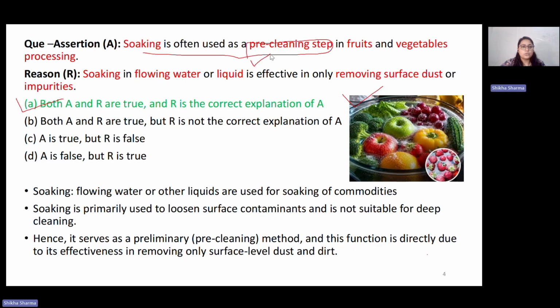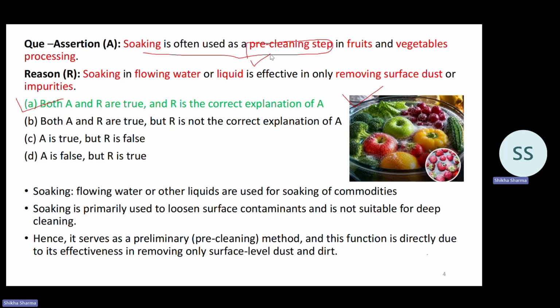Even when we buy fruits and vegetables from the market, we first go for washing. Sometimes we put the fruits and vegetables into a bowl, add some water, and soak them for some time so that the surface of the fruits and vegetables can be cleaned.